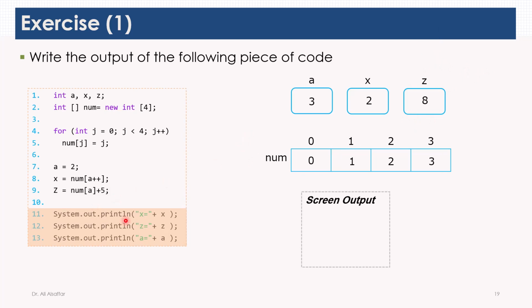The remaining lines are printing the values: one line is printing the value of x, line 12 is printing the value of z, and line 13 is printing the value of a. The value of x is 2, the value of z is 8, and the value of a is 3. So when these 3 lines are executed, the output will be x equal to 2, z equal to 8, and a is equal to 3.